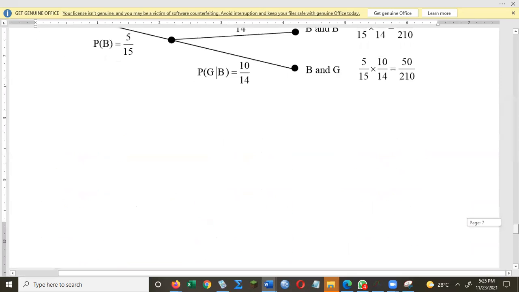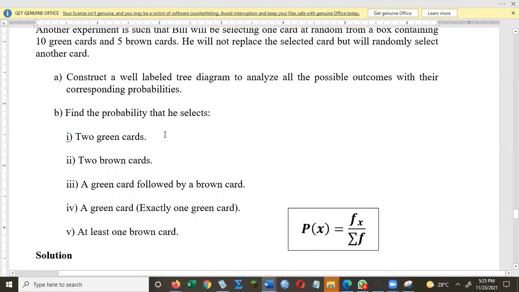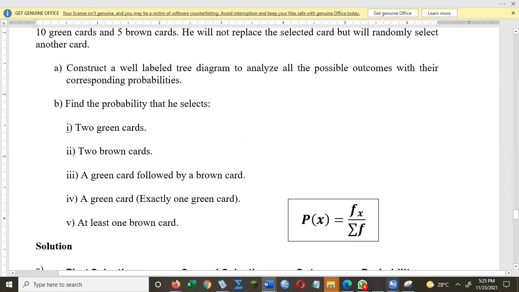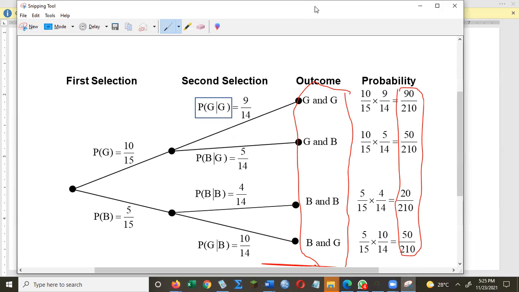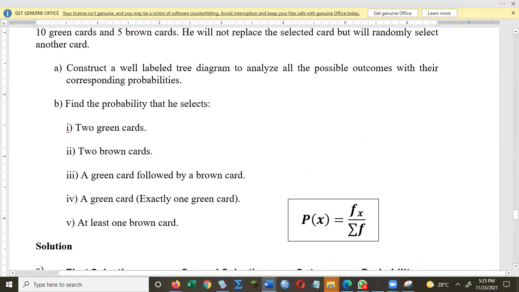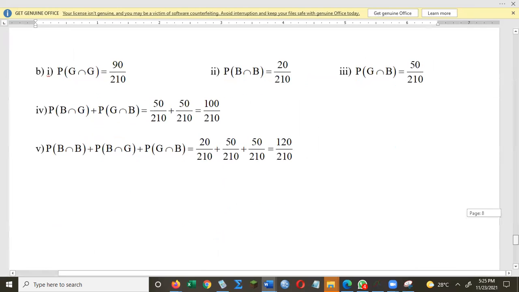It says, find the probability that he selects 2 green cards. Now we need to go into the list of outcomes. Which of those 4? Right, so 2 green cards means a green, then a green, 90/210. Any questions? Straightforward. Here it is, 90/210.